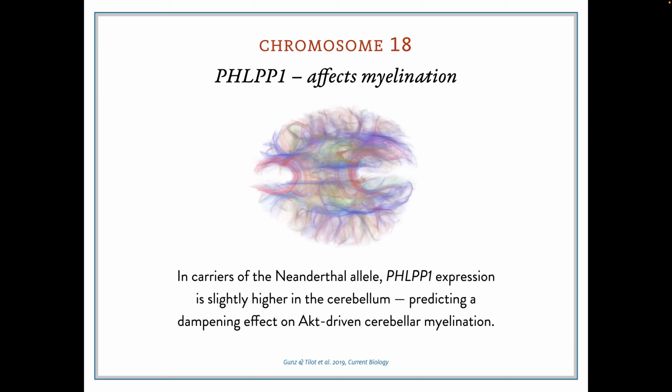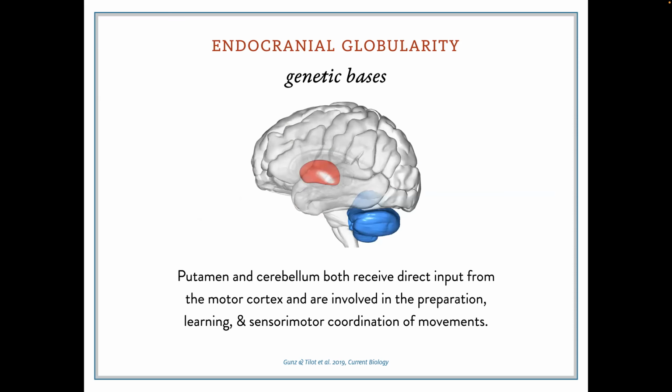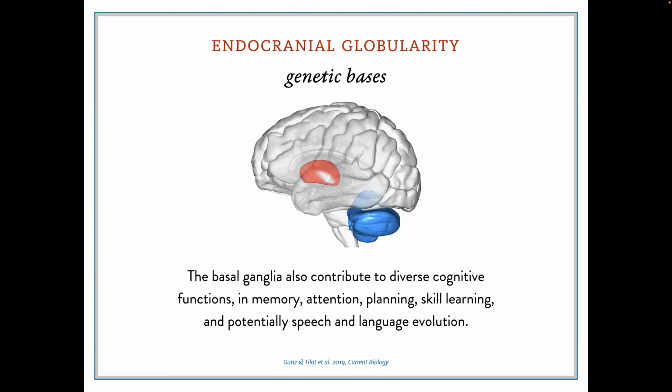Again, most of these effects are fairly subtle, but I think it's very interesting that they show up in the cerebellum and in the putamen, because these are classic motor regions, right? Well, let's put it that way. They're not motor cortex, but they receive direct input from the motor cortex, and they're involved in the preparation and learning and coordination of movements. And the basal ganglia also contribute to higher cognitive functions and are important for memory and attention and planning and also skill learning. And they have also been implicated in speech and language evolution. So basically these genetic hints, these echoes from our interbreeding events with Neanderthals, may shed light on some of the biological pathways that are important for the evolution of this uniquely globular phenotype.